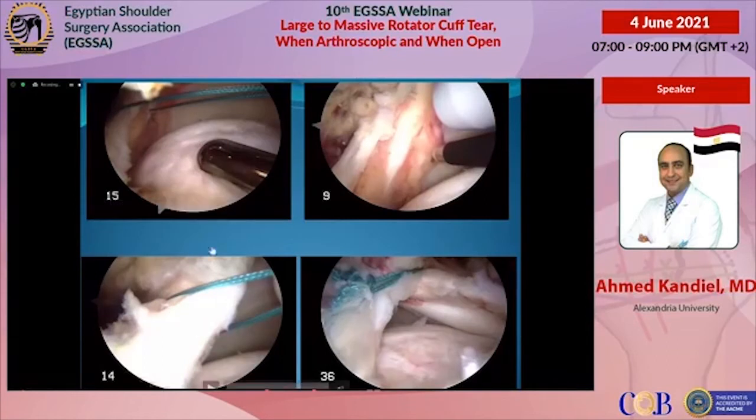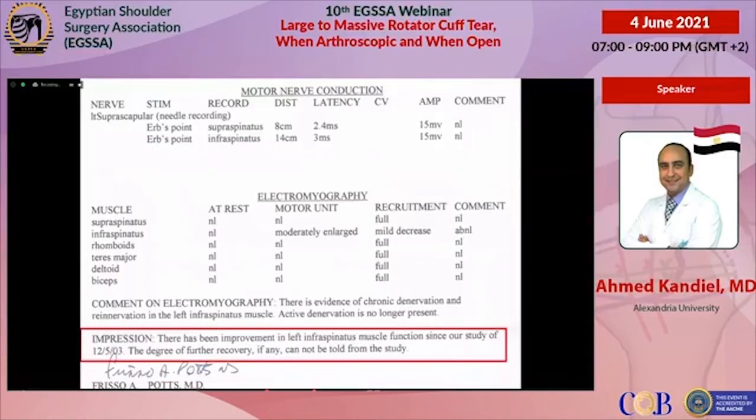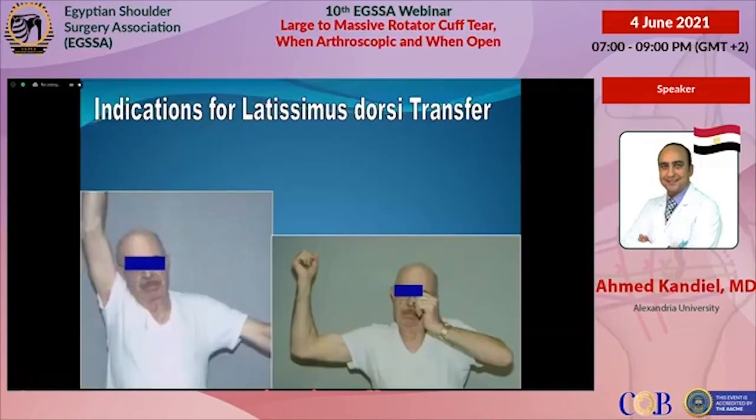So we did a partial repair for this patient, and surprisingly, the patient came later and he was improved. And when we redid the EMG, the impression was there has been improvements in the left infraspinatus muscle function since the last study. So actually there was improvement.